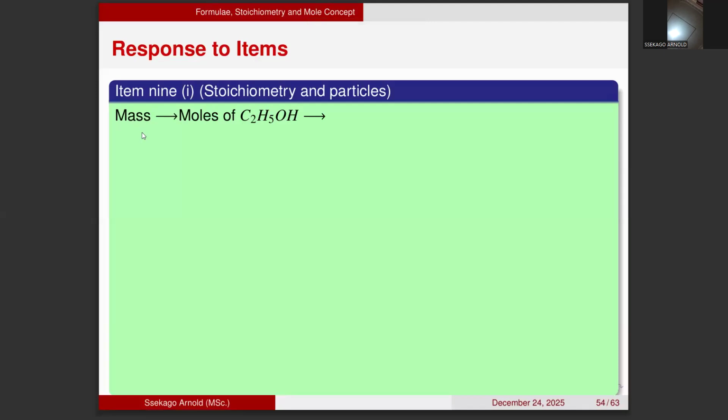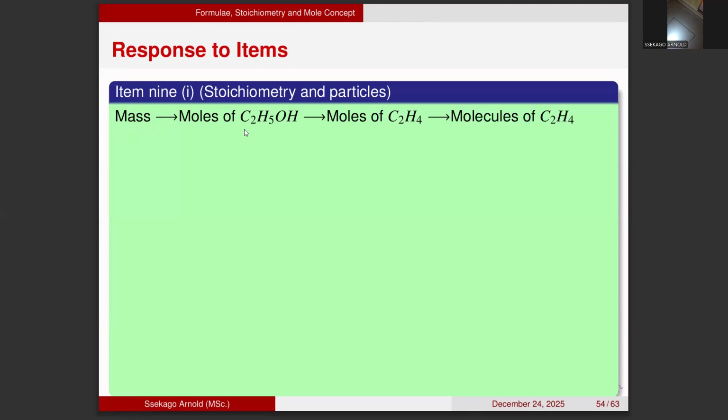We are given the mass of ethanol. We convert mass of ethanol to moles of ethanol. Then use those moles of ethanol and the given equation to find moles of ethylene. Ethylene is the same as ethene. Don't get confused. Then convert moles of ethylene to molecules of ethylene. So we start with converting mass to moles of ethanol.